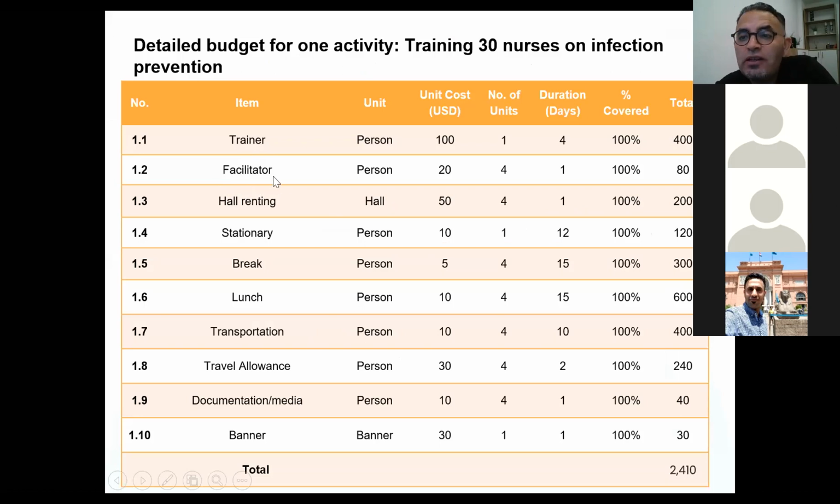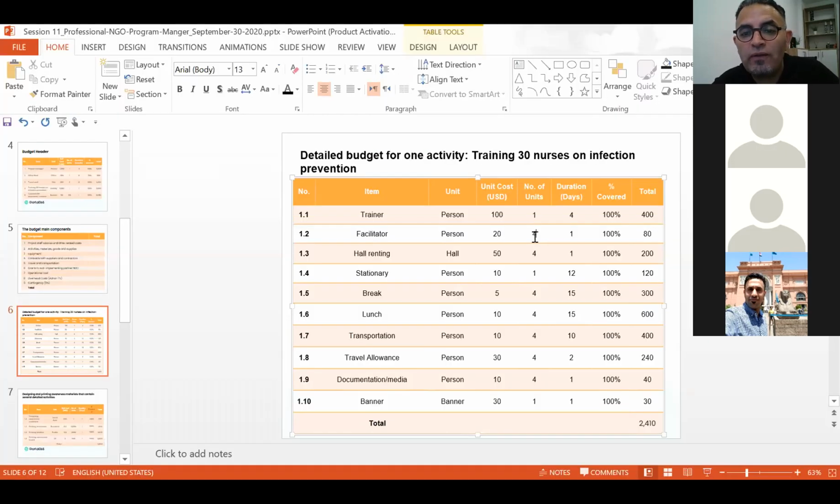If we have a facilitator, sometimes during the trainings we have not only the trainer, we have one person that is helping the trainer. So we name them as facilitator. So he or she is a person. Sometimes we put like $20 that is covering the facilitator. Number of units also the same. Maybe we will need to have here 1. So it's like 1 person for 4 days. So we will end up with $20 by 1 by 4, 100%. So it will be 80 US dollars.